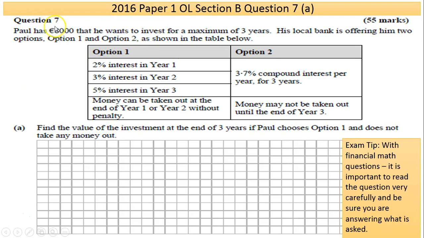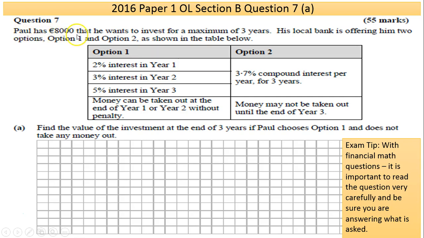Now, this question 7 here is a finance question. So there's an awful lot of reading, an awful lot of information. I would suggest you write down, underline, or color, highlighter, whatever way you do it, to highlight the parts that are important. So let's read the question, worth 55 marks.